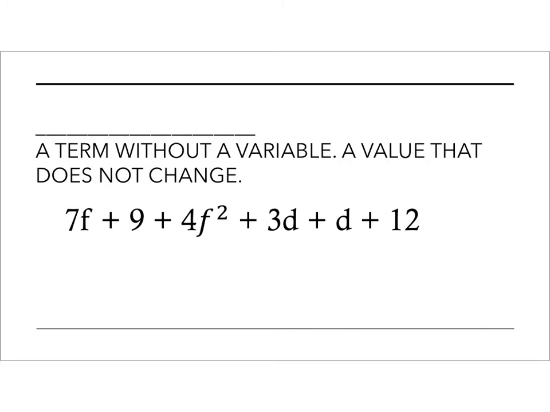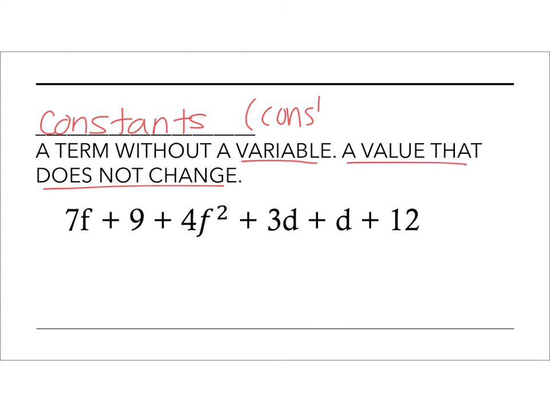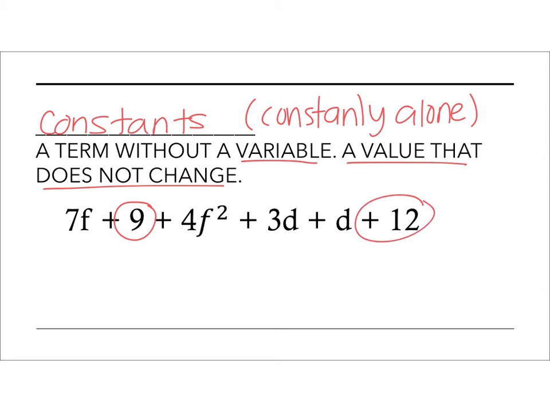So our next word is terms without a variable, and those are going to be constants. That means that they don't have a letter attached to them. It's a value that does not change. We like to say that they are constantly alone. They're always by themselves. Going back to what we talked about earlier, this 9 and this 12 are completely by themselves. They're constantly alone. Therefore, those are our constants. They don't have any variables or letters next to them.